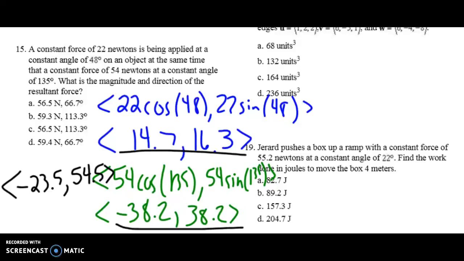Now if I want to find the magnitude, I square both of those numbers, add them up, and take the square root of that. And I get 59.4. So without even having to find the angle, it's going to be D. If I wanted to find the angle, remember it's tangent of theta equals B over A, which I could use to check my answer. 54.5 divided by 23.5, and I'd get a negative, but 66.7 degrees. So that is correct as well.